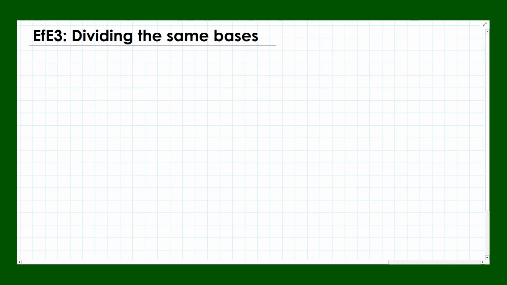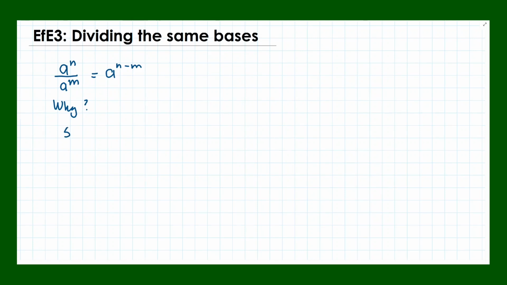If we have two numbers which have the same bases, but are raised to different powers, and we are dividing those same bases, the result will be keeping the same base but subtracting the powers, so taking the difference of the powers. So why does the rule work? Well, let's have a think about it.